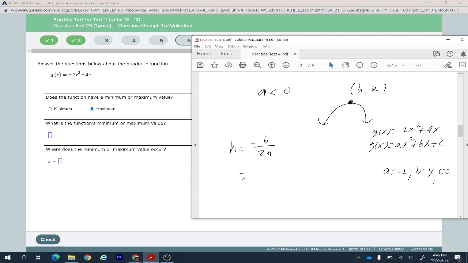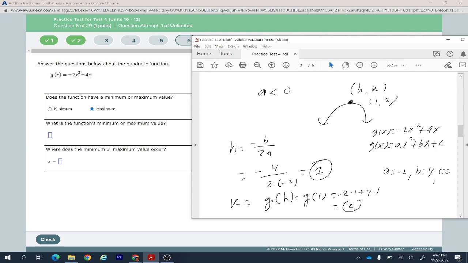If you put in this value of b, which is +4, and 2 times a is -4, we are dividing -4 by -4. That gives us 1 for h. And the value of k can be found by using this h in the given function. So you need to find the value of function g at h, which is 1. Put x equal to 1 here. That will give you -2 times 1 plus 4 times 1, which is eventually +2. So the vertex is (1, 2).